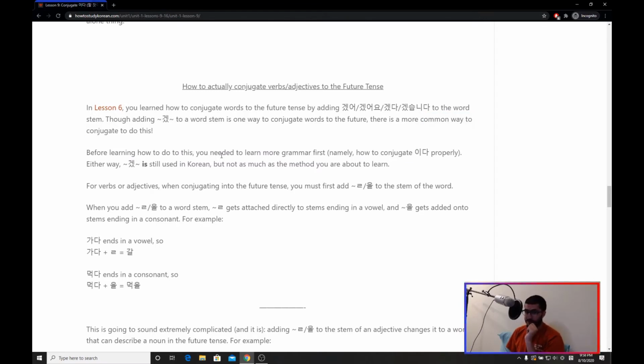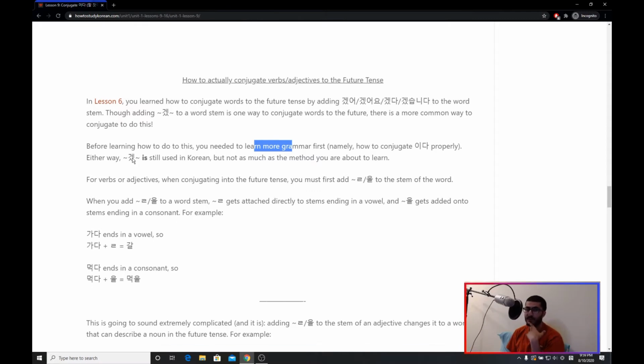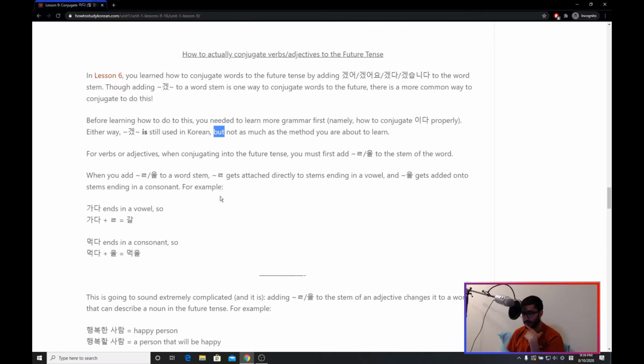Before we learn how to do this, you needed to learn more grammar. Basically, we needed to learn how to conjugate 이다. And now that we know how to conjugate 이다, we can conjugate the future tense in a different way, a more common way. So, either way, 겠다 is used in Korean, but not as much as what we're about to learn. For verbs or adjectives, when conjugating into the future tense, you first add 을/ㄹ to the stem of the word. So by now you should be very comfortable.